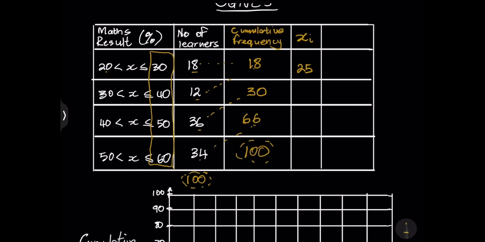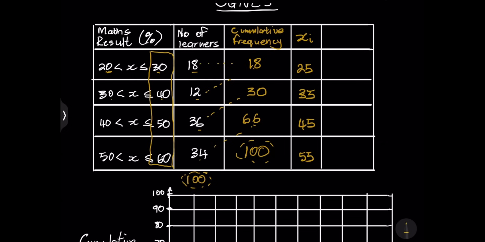If you want to know how to calculate the midpoint, you take the sum of the two values and divide by 2. So to get the midpoint between 20 and 30, you simply say 20 plus 30, divide that by 2, and you'll get 25. Of course, that would be 35 there, that would be 45, and that would be 55.